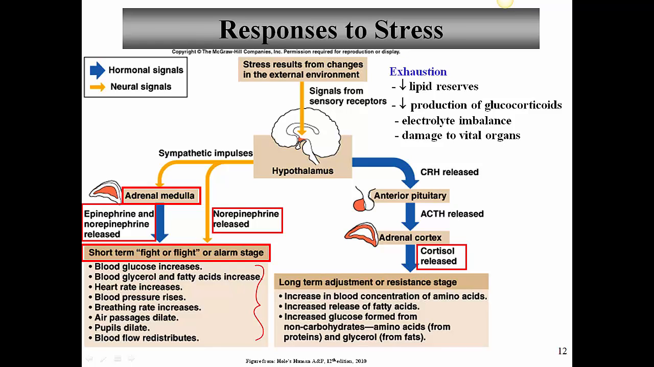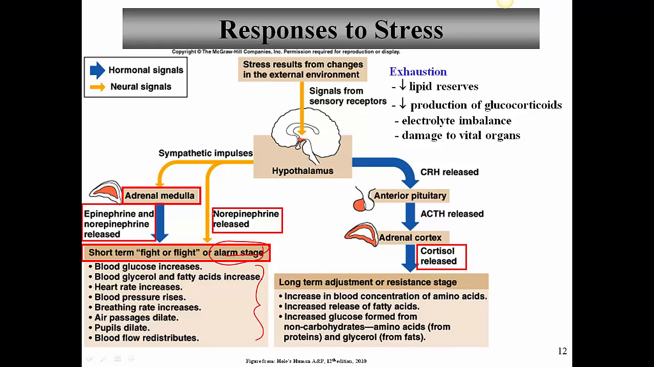Increased glucose concentration, increased blood glycerol and fatty acids, so that tissues like muscle that can use fatty acids in place of glucose can do that. The glucose is preserved for the brain. Heart rate increases, blood pressure rises, breathing rate increases, air passages get bigger, they dilate. Pupils dilate so that we can take in more light and see what's going on. Blood flow redistributes. If you remember, we basically turn off blood flow to the intestines, the urinary system, the reproductive organs during the sympathetic response. So all of this is designed to help us meet what we term the alarm stage of our stress response.